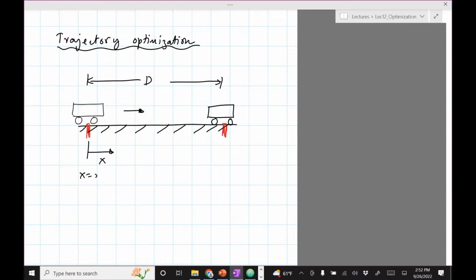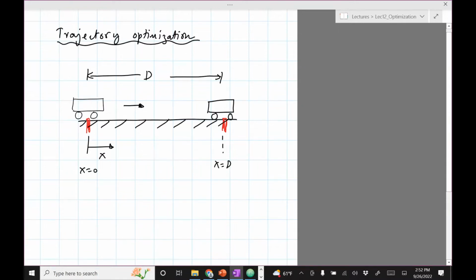Okay, so let's say this is x equals 0. Clearly, this is x equals d. Well, let's just make it like this. X of t equals 0 equals 0, and then x at t equals capital T is d. So d is the distance between the stoplights.